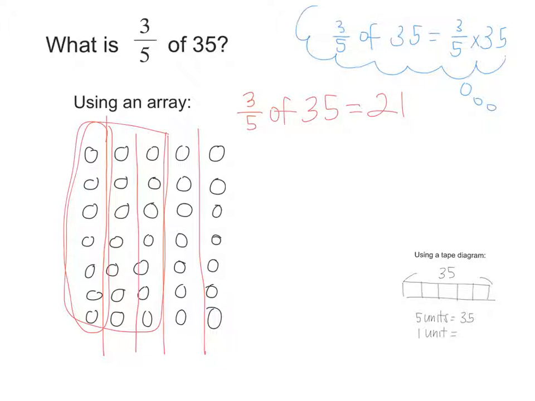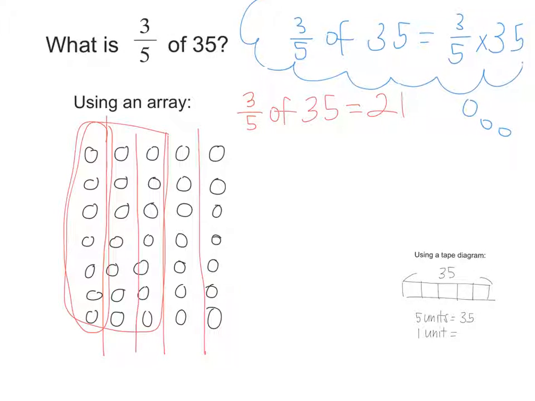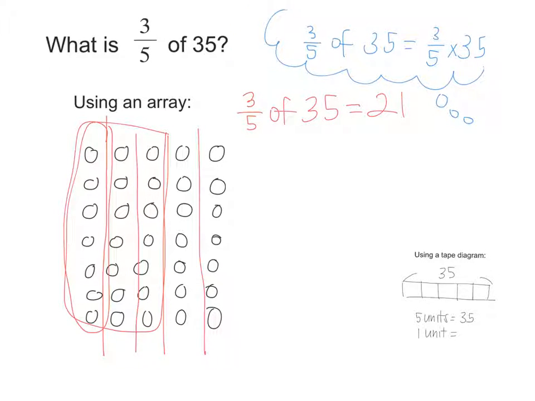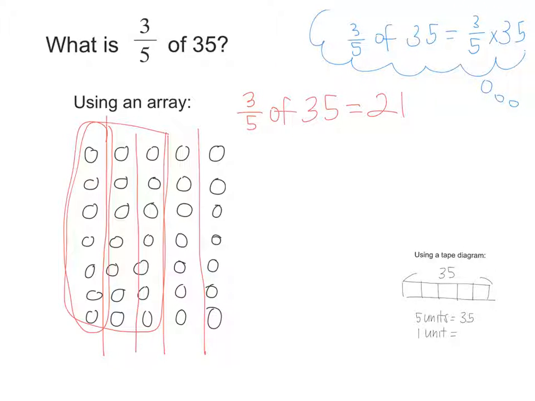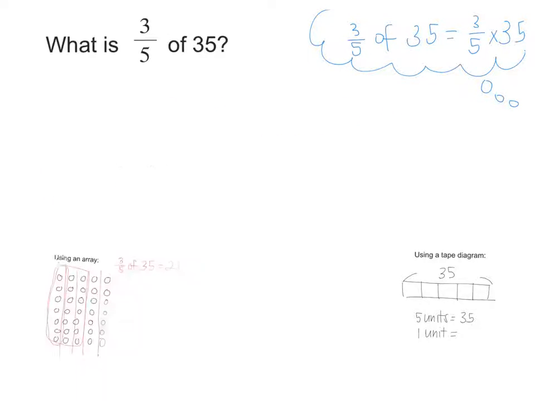21. Okay. Is it 21 35ths? Or is the answer just 21? 21. Thank you. Now, just as a reminder, we know that 3/5 of 35 could also be written as 3/5 times 35, right? Okay. Now, this is all review. This is what we did yesterday. But now let's see how we can use a tape diagram to do the same thing.